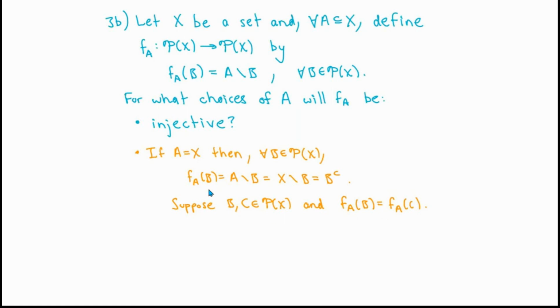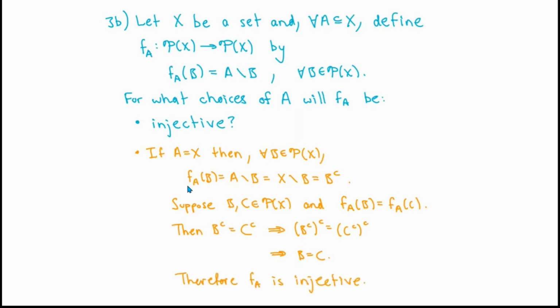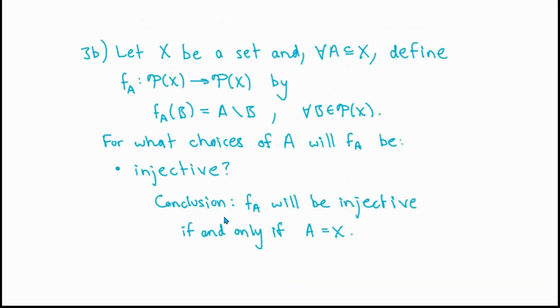Notice here that I'm not assuming that B and C are different elements of the domain, so I'm not aiming for a proof by contradiction. Instead, I'm going to try to conclude that B has to be equal to C, although maybe saying that is spoiling the surprise. Anyway, if f sub A of B is equal to f sub A of C, then by the definition of f sub A, that means that B complement is equal to C complement. Therefore, the complements in X of both of these sets must also be equal to each other. But since the complement of the complement of a set is just the original set, that shows that B has to be equal to C. And it allows us to conclude that when A is equal to X, the function f sub A is injective. That gives us a pretty satisfactory answer to what seemed to be a very abstractly posed question.